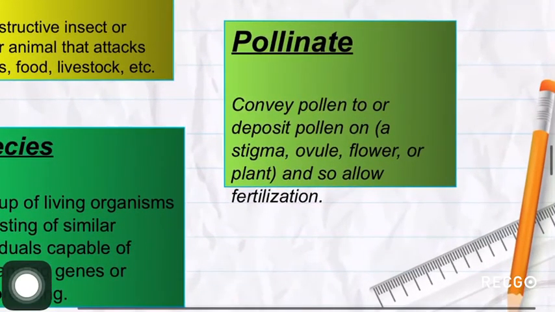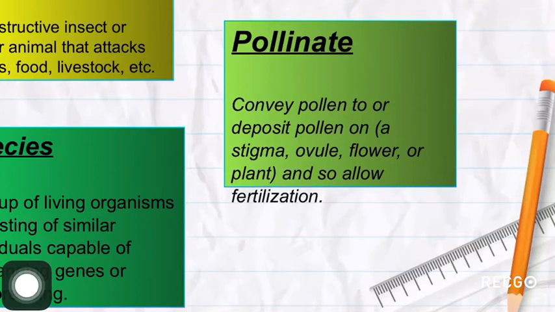The second heading is pollinate. In English, it is a verb, and the meaning is written here: convey pollen to or deposit pollen on the stigma, alveoli, flower or plant, and so allow fertilization.